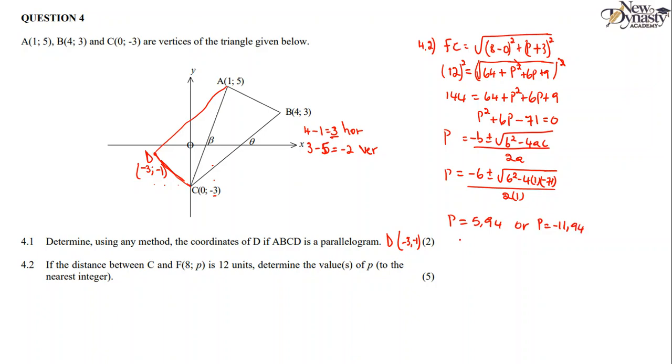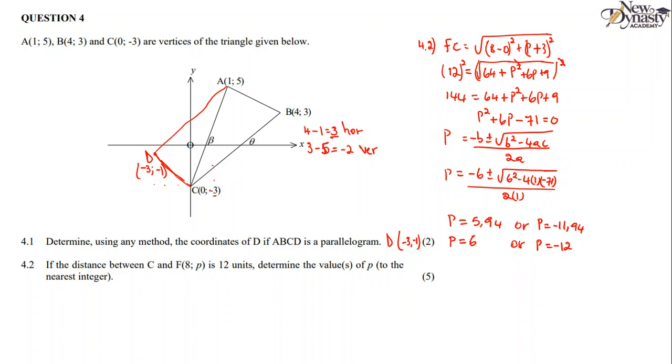So this should be to the nearest integer. So we should round this to the nearest integer. So it means our p is going to be, for the first one, because it's 5,94, the nearest integer here, you can see the number after a comma is greater than 5, so that is going to be 6, or p here is going to be negative 12. So that's how you do that.